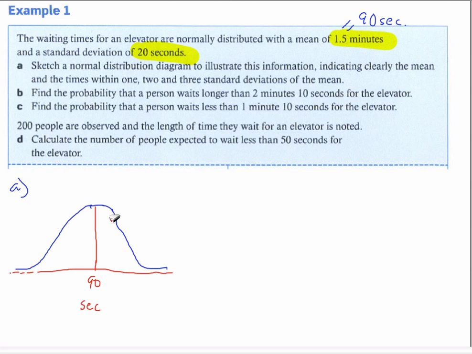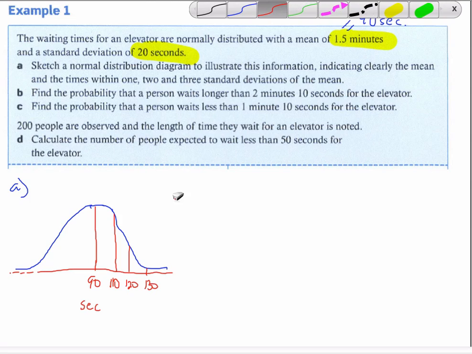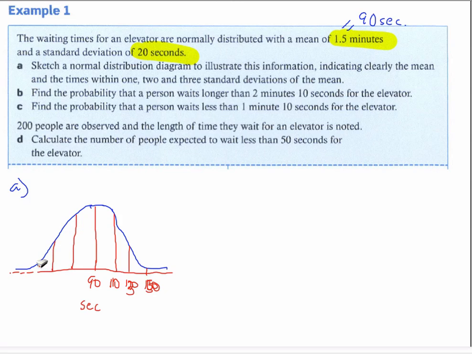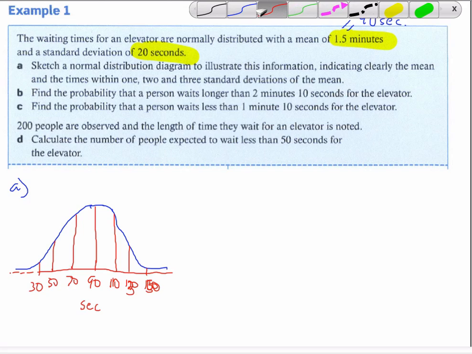Alright, so I'll keep labeling this, and I'll go 20 seconds above there, 110 seconds. So 1 standard deviation, then we have 130, and then we have 150. It's going up by 20... And then down here, that would be 70, 50, 30. Alright, and maybe I should label the standard deviations as well.